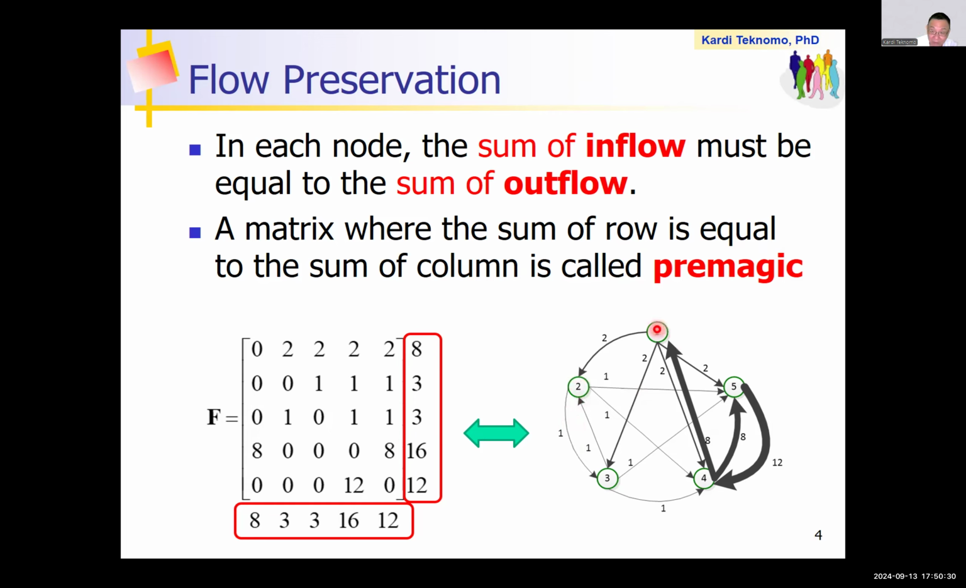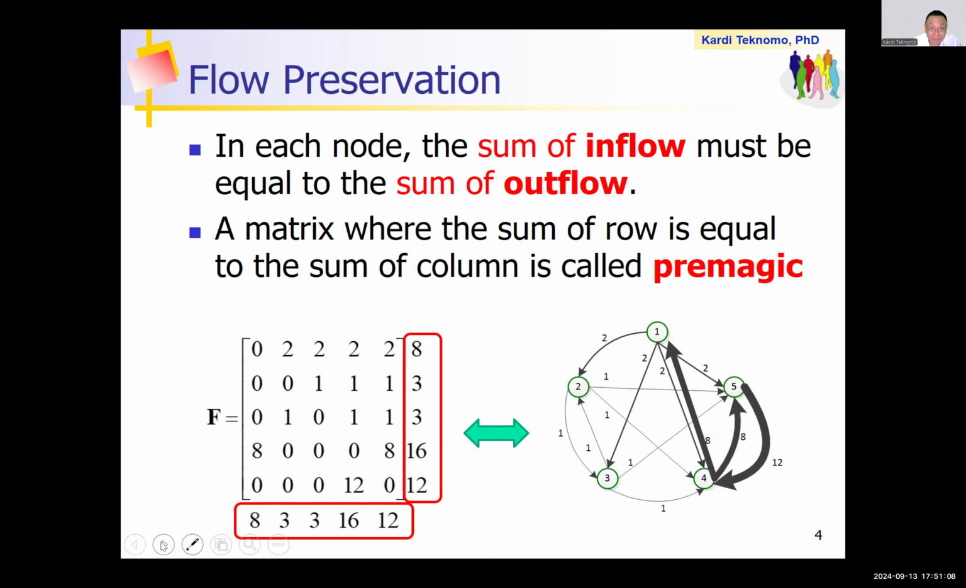So in any node, the sum of flow in equals the sum of flow out. So a matrix that has this kind of characteristic, that the sum of row equals the sum of columns. This is the sum of row, this is the sum of column. It's exactly the same. You see this? This is 8, 8, 3, 3. Can you see? 16, 16, 12, 12. Exactly the same. Then this is called Prima-Check. That's the name.